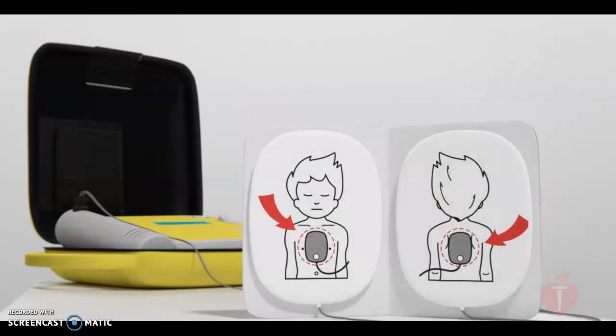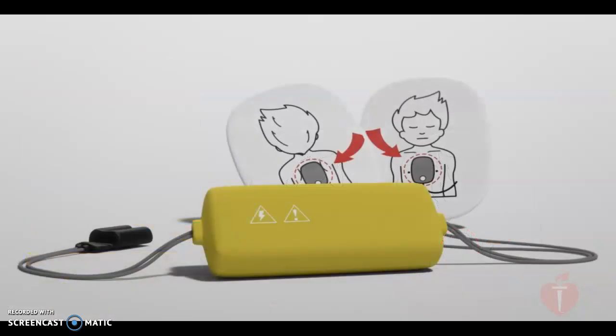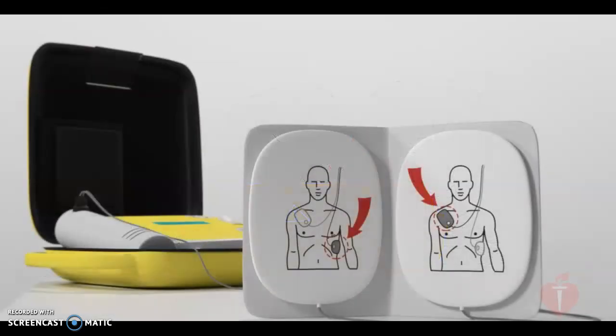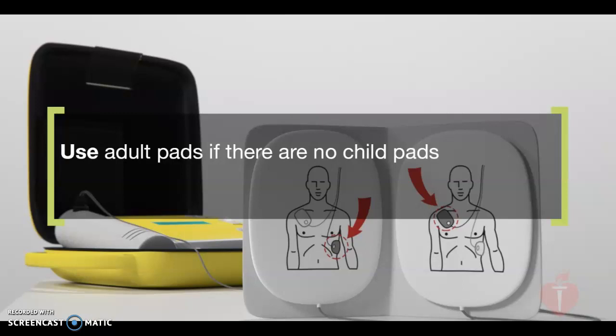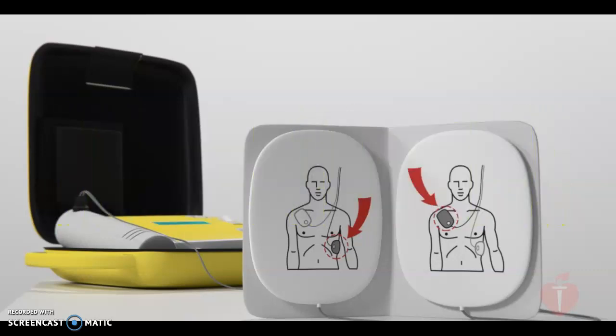AEDs can be used for children and for infants too. Many AEDs have pads for adults and a child pad cable system or a key. But if there are no child pads, or if there isn't a child key or switch, use the adult pads. Also, if the child is 8 years of age or older, use adult pads. We have more information on providing CPR and use of an AED for children in separate menu options on this video.